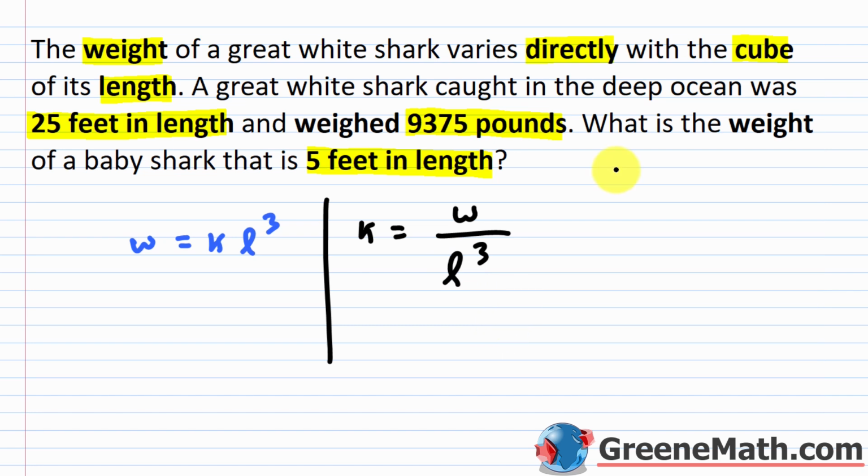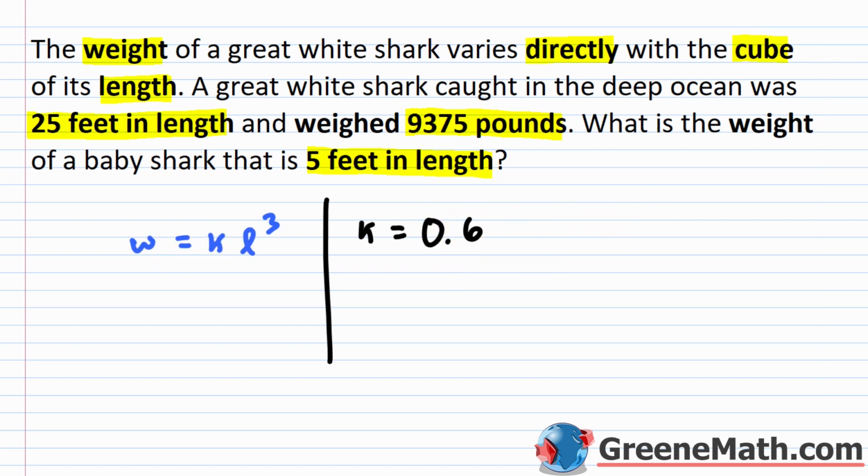And so what are we given? We're given that a great white shark caught in the deep ocean was 25 feet in length. So this would be a 25 here, and that's going to be cubed. And it weighed 9,375 pounds. So let's punch this into the calculator, and I get 0.6. So let me erase this and just put 0.6.